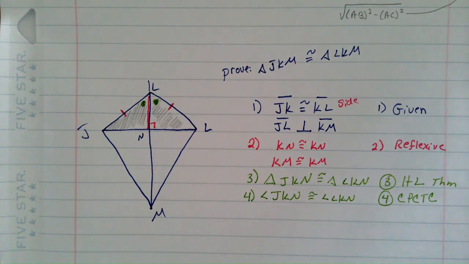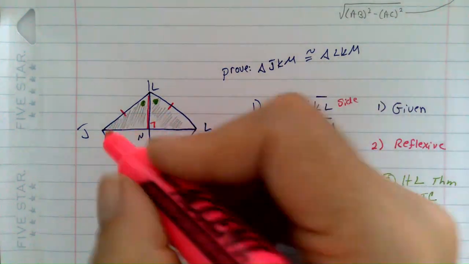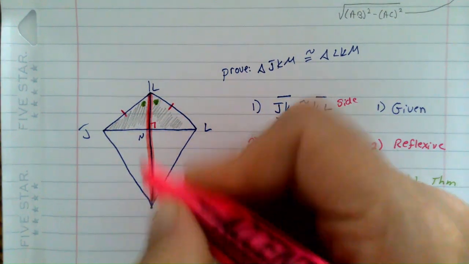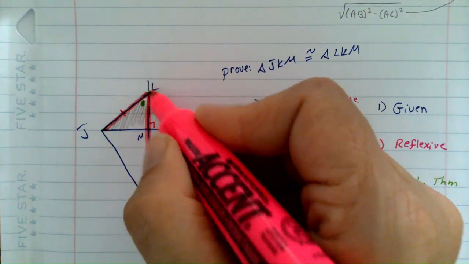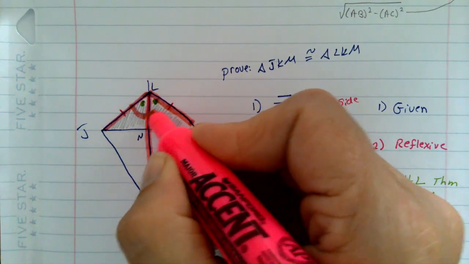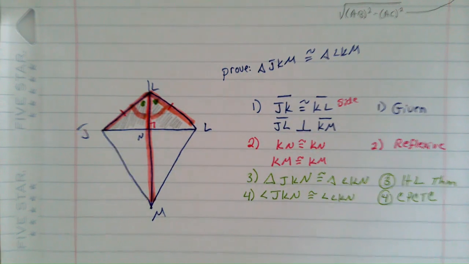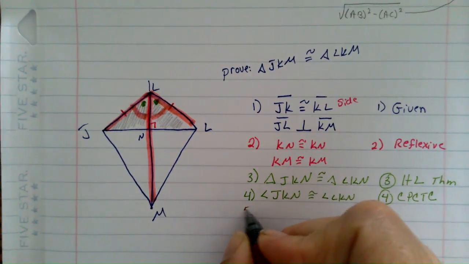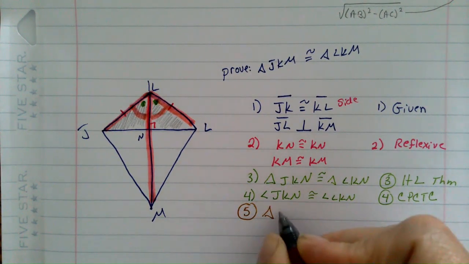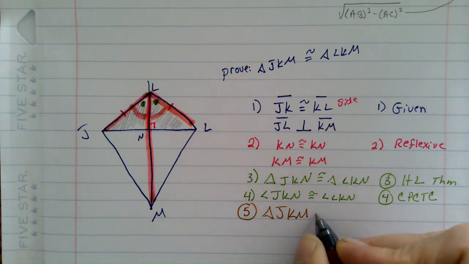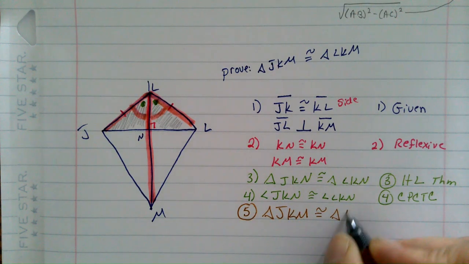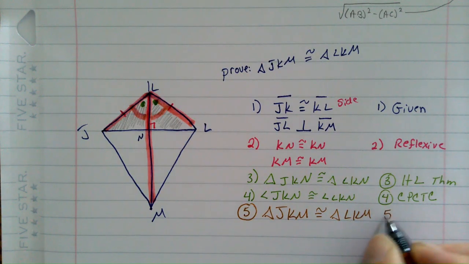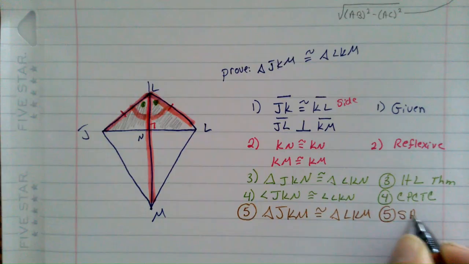Wait a second though. I said this side is congruent. I said this side is congruent. And I said this angle is congruent. What do I have? I have side angle side for the big shape as well, which means I can now state that triangle JKM is indeed congruent to triangle LKM, and that reason is side, angle, side.